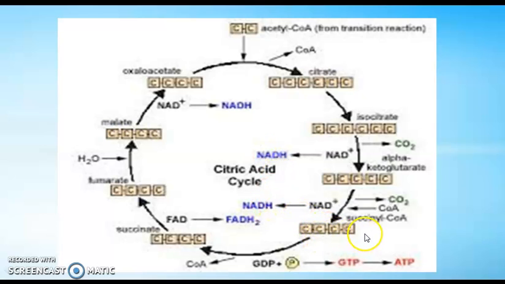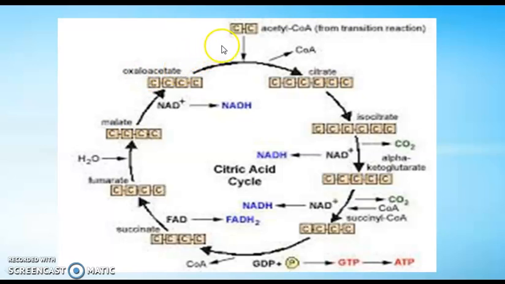Then succinyl-CoA is converted to succinate by the removal of CoA. Here also one FADH2 molecule is generated. Then succinate to fumarate. Then fumarate, by adding water, is converted to malate. Then the malate dehydrogenase enzyme converts NAD plus to NADH. The dehydrogenase reaction results in the formation of NADH. Here, 3 NADH. And finally oxaloacetate is formed.